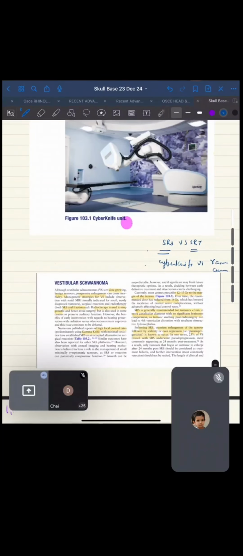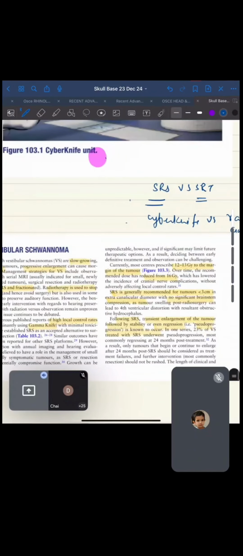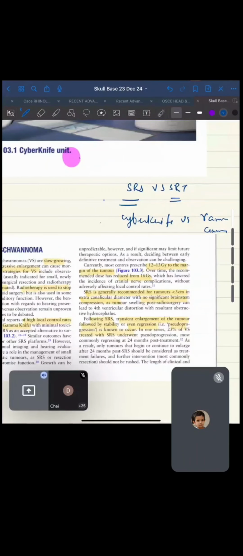Okay, go about it. Then three questions over here. I'll just enlarge it and tell you the table. SRS is recommended for tumors which are, please see over here. I'm reading here. Generally, I don't read from text, but please see it. SRS is recommended for tumors less than 3 centimeters diameter. They'll ask you what will happen if you give SRS.